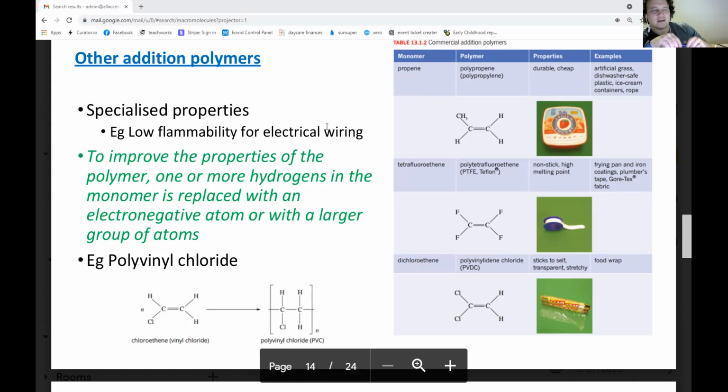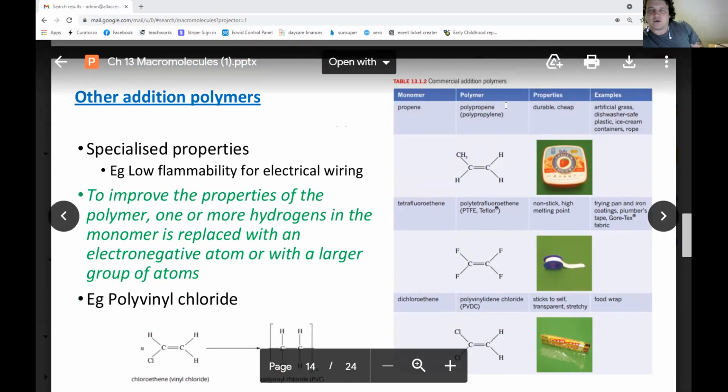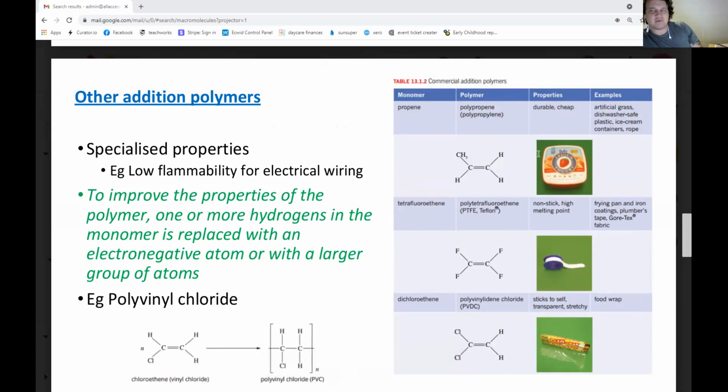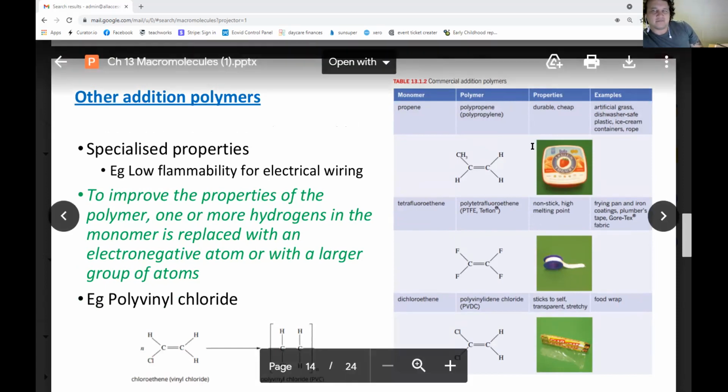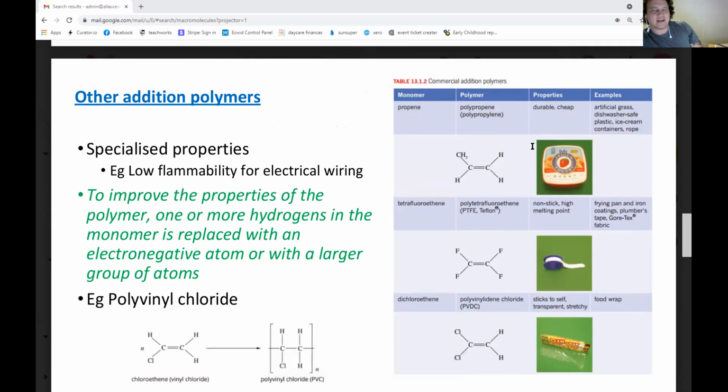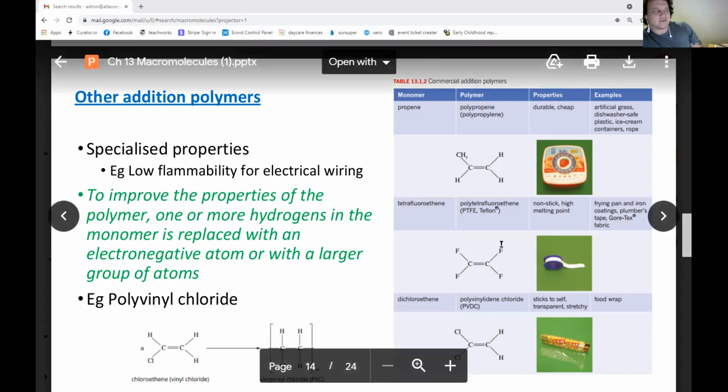So we can create polypropylene. So that's just polypropylene. It's cheap. It's quite durable. It's hardy. AstroTurf is what we make out of that, I think. Yep. So all your ropes. If we take everything off the outside and we replace it with fluorine, we get Teflon.